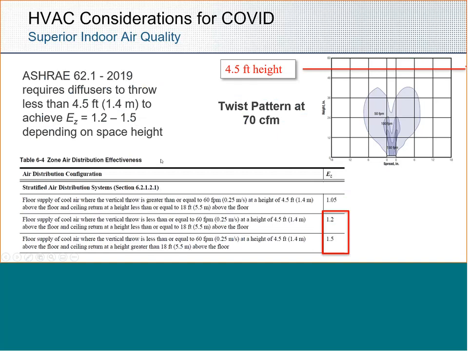I just wanted to point out that in the latest version of ASHRAE 62.1, quite a bit of changes happened to this table, 6.2. The traditional E sub Z was 1.2 for these systems. Now there's an additional allowance for a space that has the return air located 18 feet above the floor. You can use 1.5 for your ventilation effectiveness.